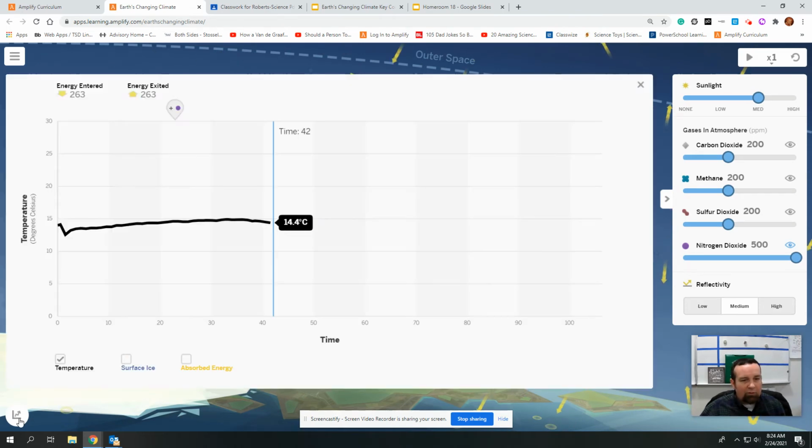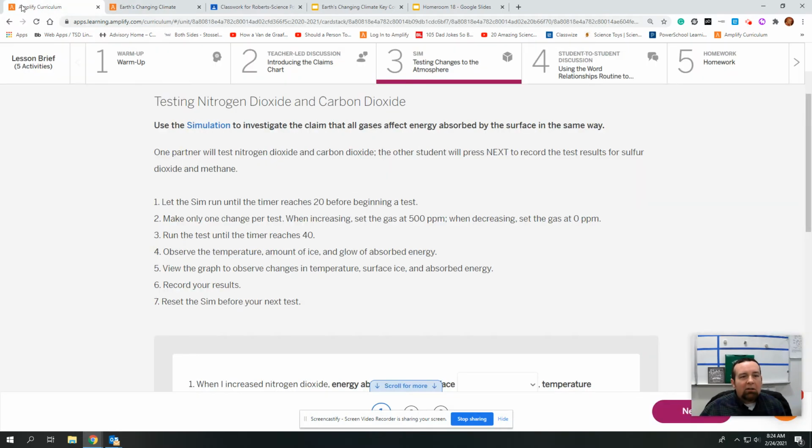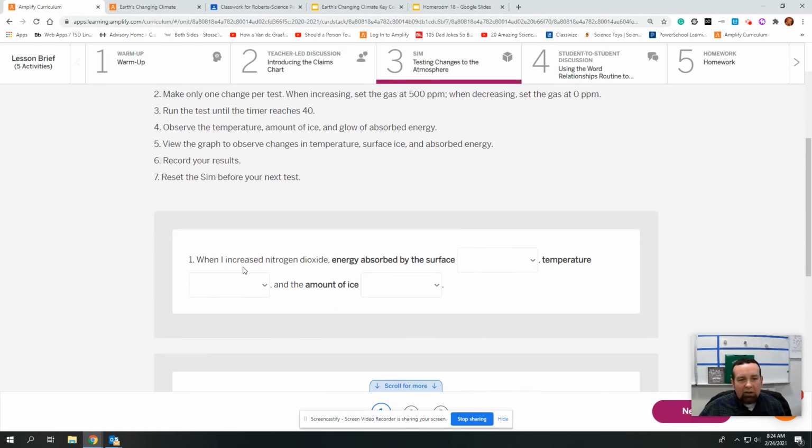I'm going to pull up the graph, and we should see we've got our temperature. It kind of went up a tiny bit, but it stayed pretty steady. The surface ice held steady, and the energy absorbed, there were fluctuations, but it held relatively steady. So now that we have that data, when I increase nitrogen dioxide, energy absorbed by the surface did not change. Temperature did not change. The amount of ice did not change.